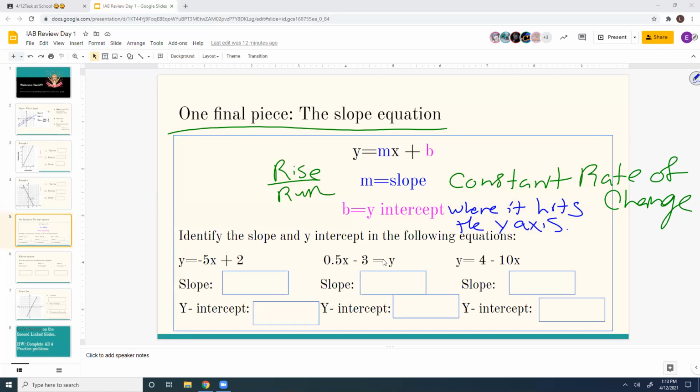We're going to find the slope and y-intercept of equations using these three equations. We're going to do one of these together, and then we're going to do two of them independently. We're going to start with the third one first. We have the equation y equals 4 minus 10x.